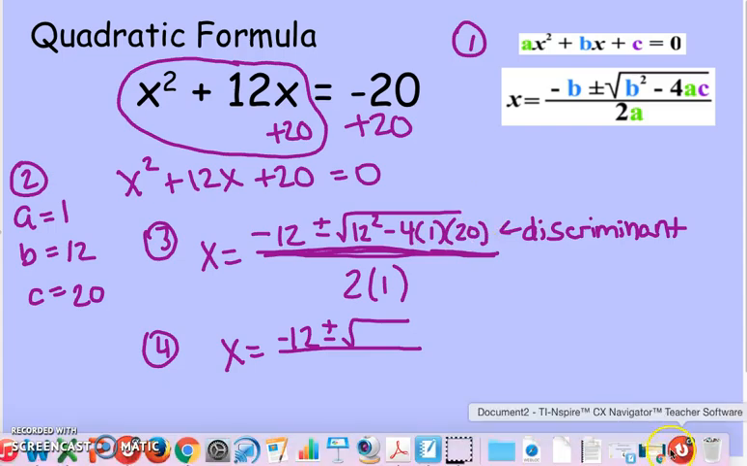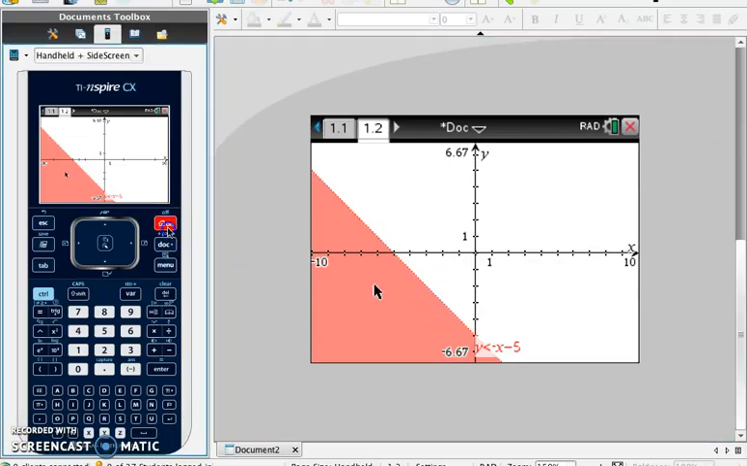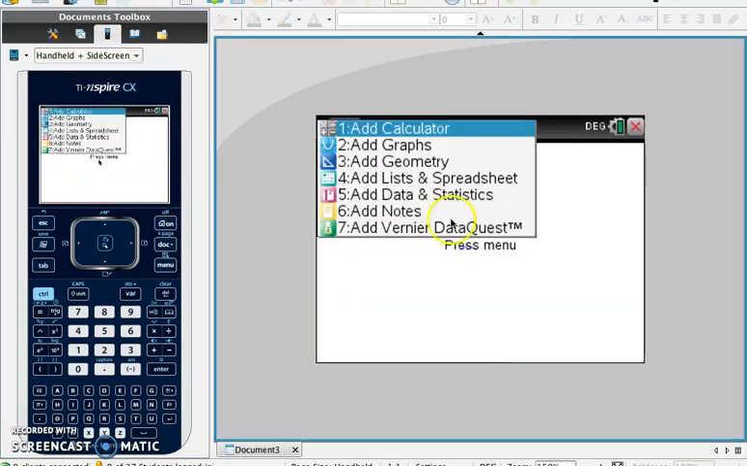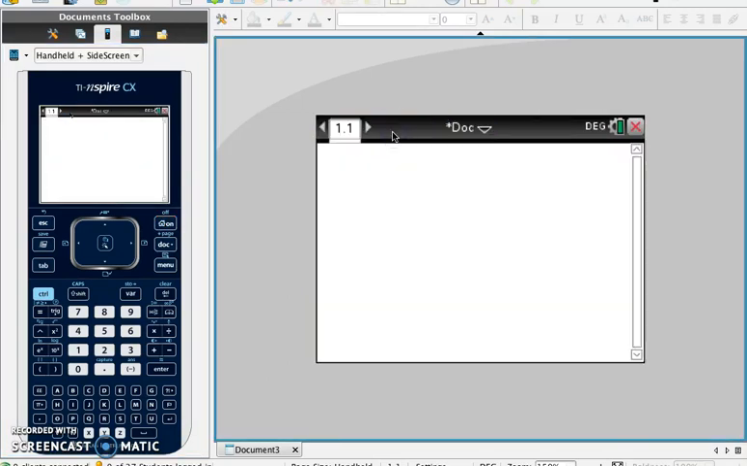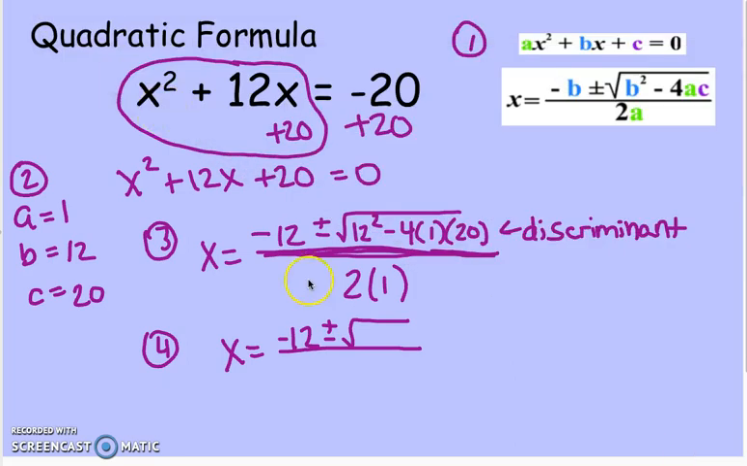This you can type in your calculator if you want to. So you're going to do 12 squared minus 4 times 1 times 20. And I'll just show you really quickly how you can do that. Hopefully you already know. 12 squared, and then you would put minus 4 times 1 times 20, and you would get 64. So you're going to put inside the radical right here, 64. And on the bottom, you're going to multiply. 2 times 1 is 2.